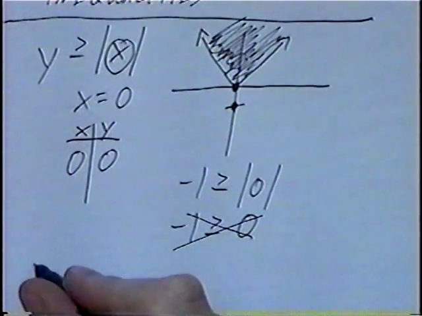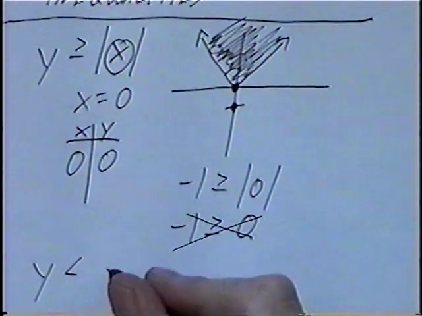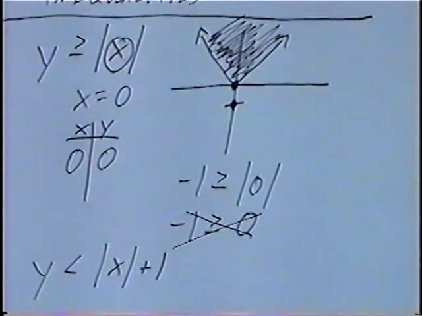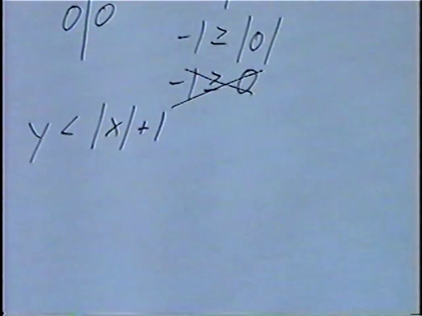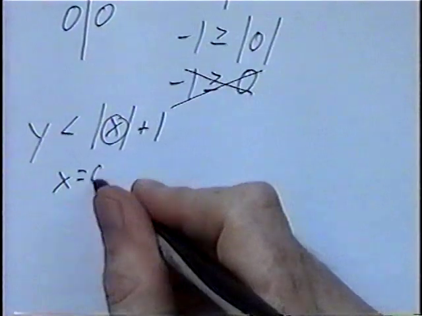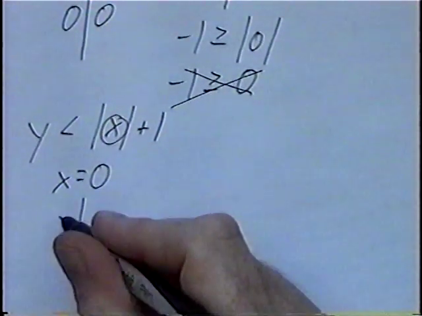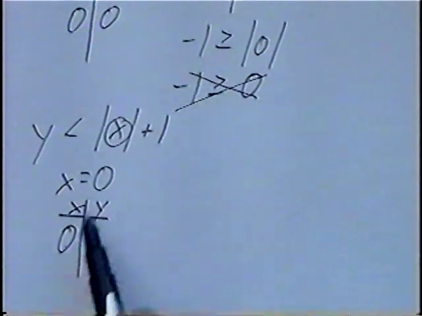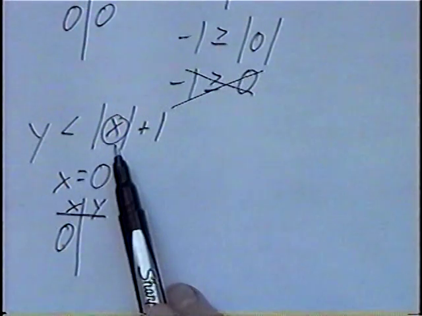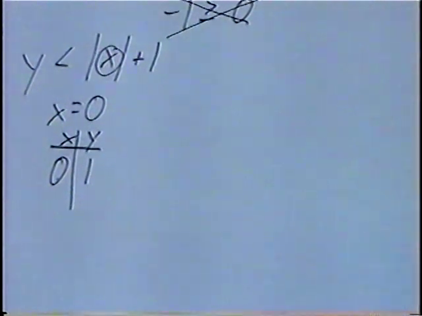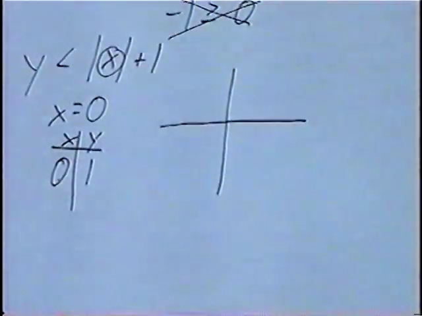Second question is y is less than the absolute value of x, plus 1 outside the absolute value. Again, using a t-table, we can use a single point. We'll set x equal to the inside, which is just 0. Plugging it into the equation, the absolute value of 0 would be 0, plus 1 would make the y value 1. So graphing on an xy axis, we'll graph the point 0, 1.